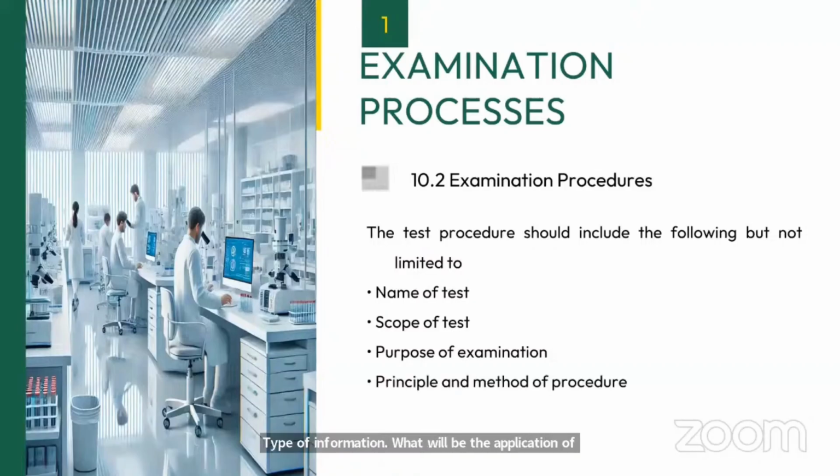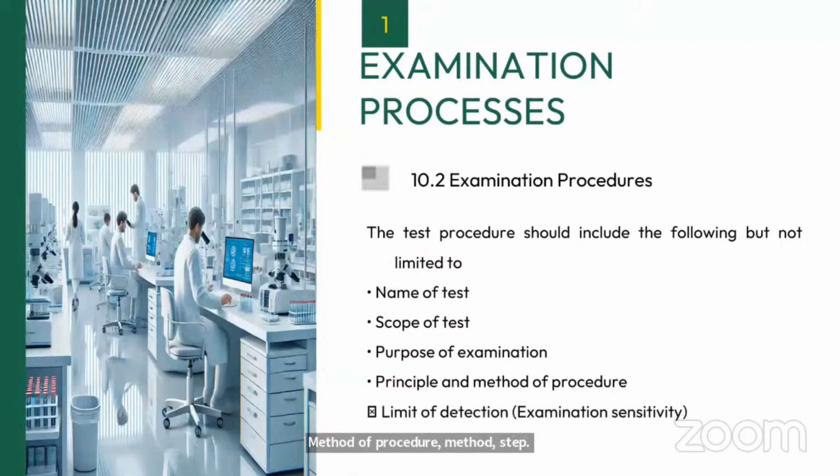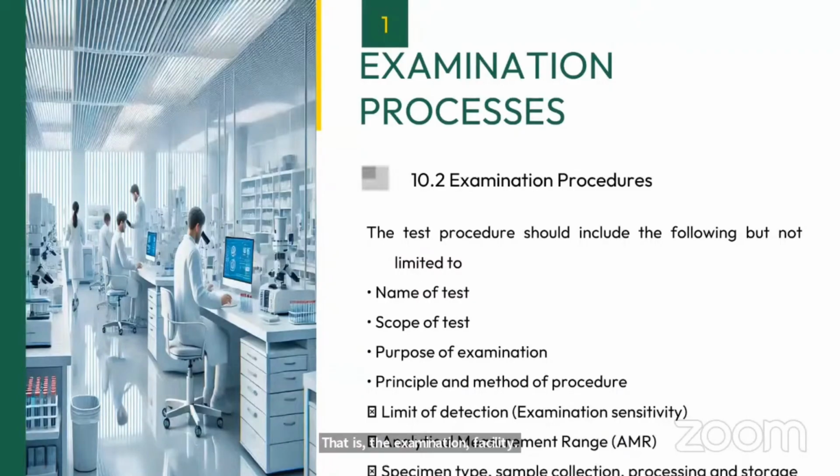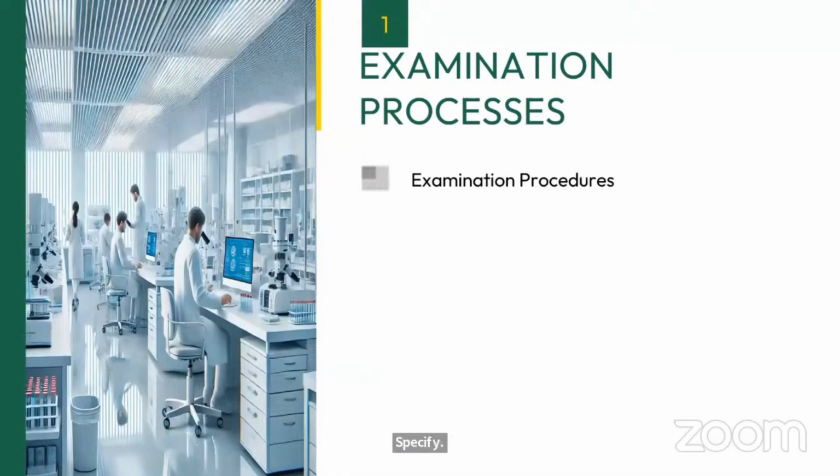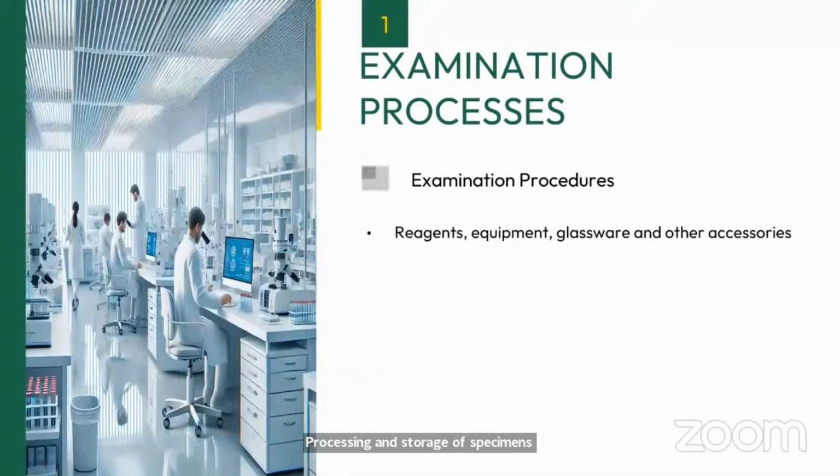Principle, which means maybe the basic chemistry behind it. Method of procedure: method means the step-by-step protocol you are going to follow. Limit of detection, that is examination sensitivity. Analytical measurement range, that is AMR. Specimen type, sample collection, processing and storage of specimens. Next are reagents: which reagents are required, which equipment is required. Glasswares and other accessories should also be included in the SOPs.